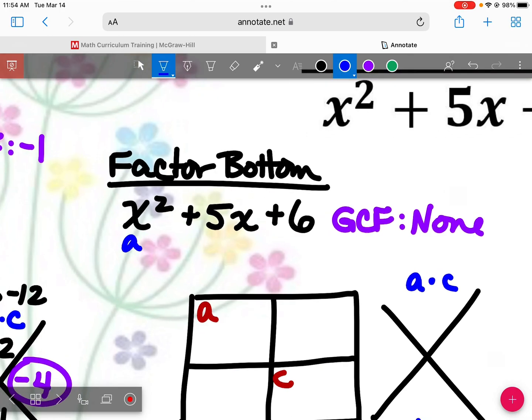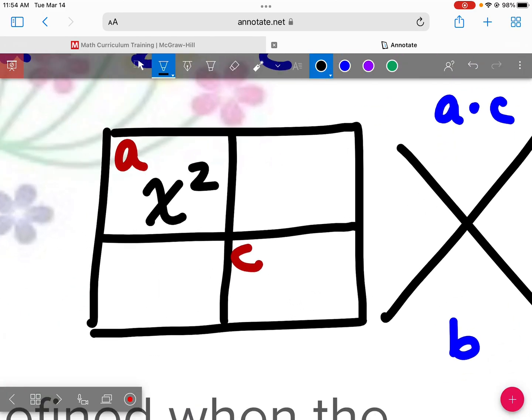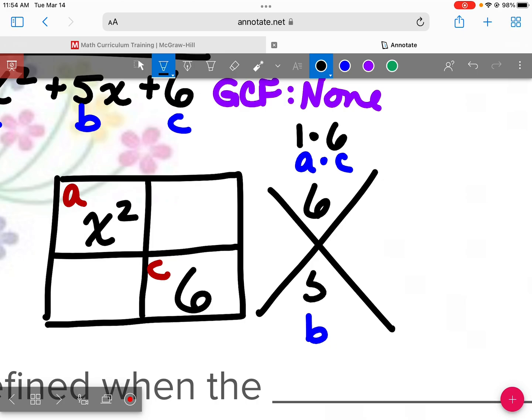So I've got my A, my B, and my C. 1x squared here, 6 here. 1 times 6. I need two numbers that multiply to give me 6, but add to give me 5. Negative 1 and 6 will add to 5. 3 and 2. I like that you guys are looking for that, but that would be if it multiplies to what? Negative 6.